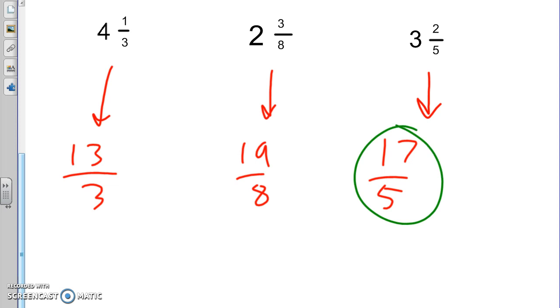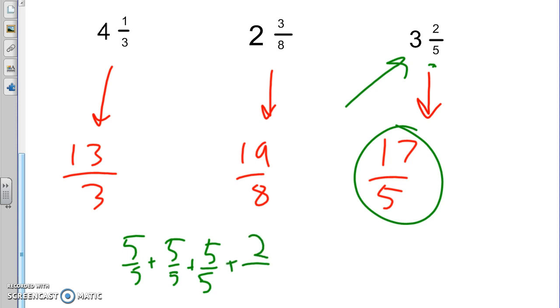3 and 2 fifths. All right, I'm going to ask myself, look at the denominator. It needs to be fifths. So how many fifths are in 3 wholes? Well, 5 fifths, plus 5 fifths, plus 5 fifths. Maybe some of you already knew it was 15 fifths, but it is 15 fifths. Plus an additional 2 fifths. That's going to give me 17 fifths, just like that.